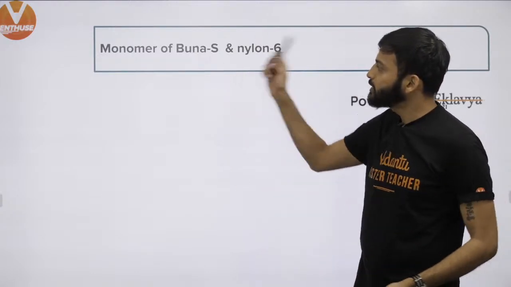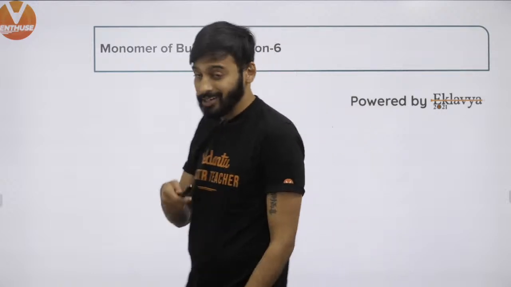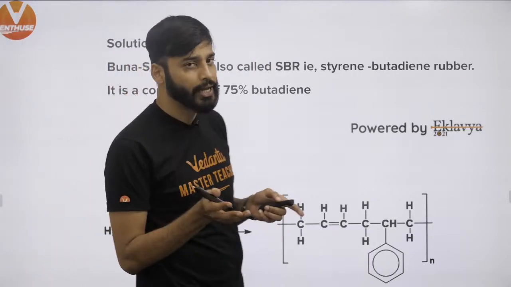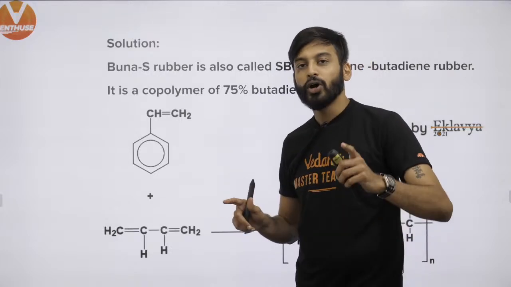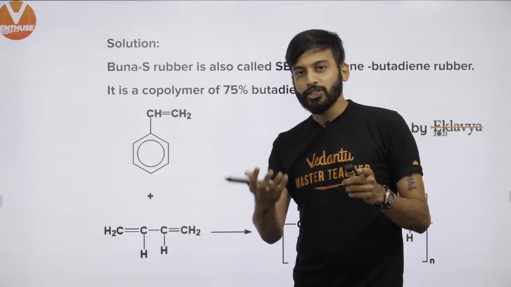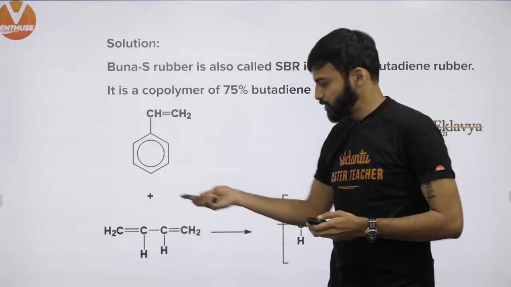So for Buna S and nylon 6, the correct answer: Buna S is a synthetic rubber made up of styrene and 1,3-butadiene. Similarly, nylon 6 is made up of omega caprolactam. You hydrolyze omega caprolactam, an amino acid is produced, then you polymerize it. I have given the structure.